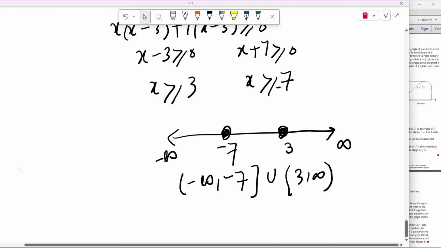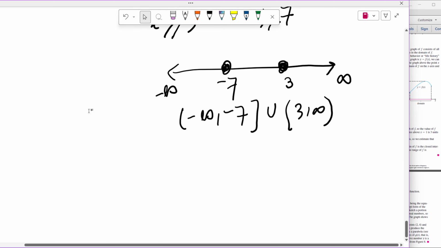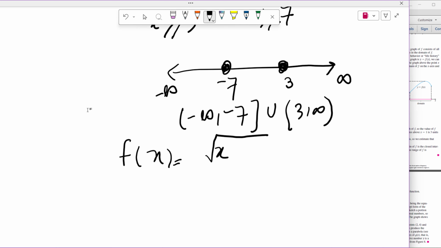So this is the domain of a function. If we discuss another example, f of x is equal to the square root of x plus 5 over x squared minus 4. Now this is basically a rational function, but also with a radical sign. So I have to use both rules. For a rational function, the denominator should not equal 0.